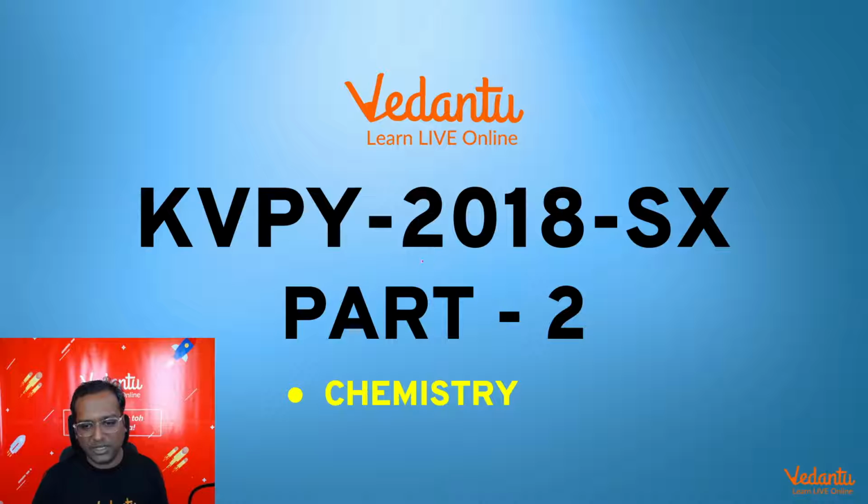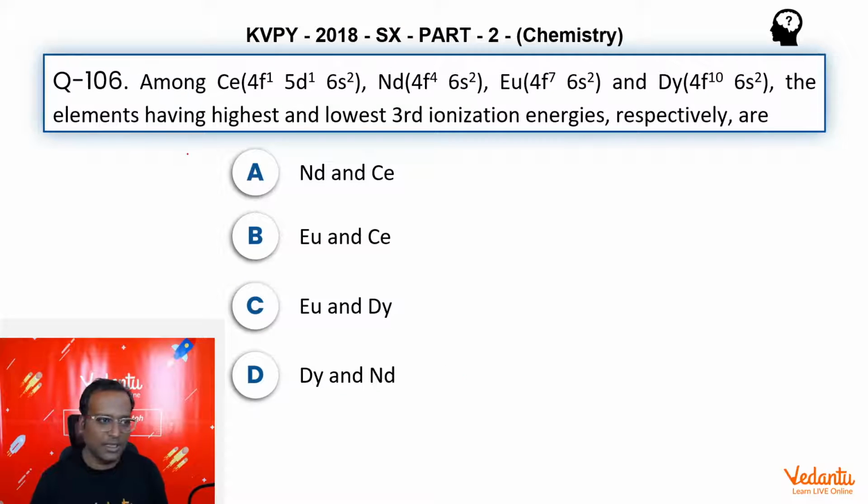Today we are going to talk about KVPY 2018 12th Standard Part 2 Subject Chemistry, question number 106. Now we are given four lanthanide elements, and then they're asking for the elements having the highest and the lowest third ionization energy. In any question wherever we talk about second or third ionization energy, we have to go by electronic configuration and not the general trend.